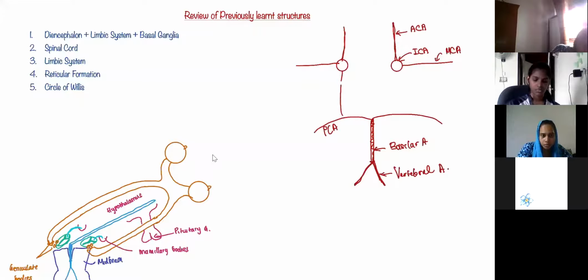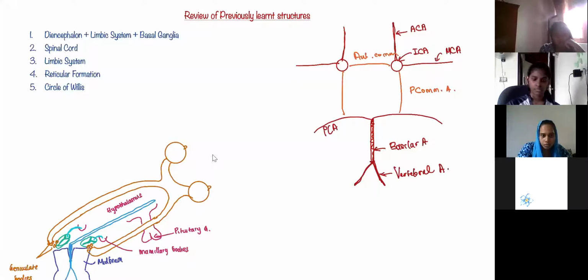And what are these? Okay, I'm going to use a different color. What are these? Communicating arteries. Yes. Posterior communicating arteries. And what is this? Anterior communicating. Yes.